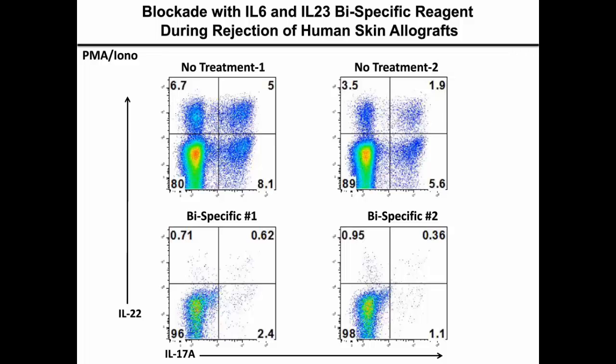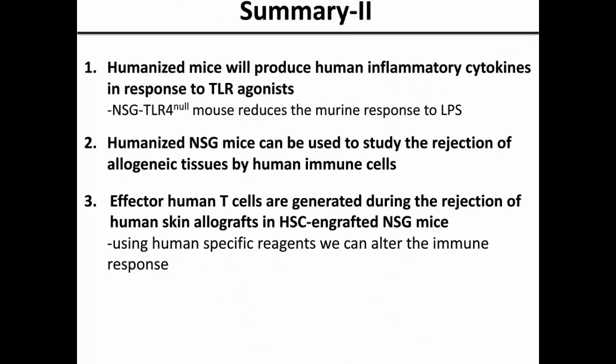So just to summarize the data for the Hu-SRC-SCID mouse models, we've shown you that the humanized mice will produce human inflammatory cytokines in response to TLR agonists, demonstrating the functionality of the innate immune system engrafted in these animals. And the TLR4 mouse model really reduces that mouse response to LPS and allows us to specifically focus in on the human response. I've shown you that humanized NSG mice can reject allogeneic tissues by human immune cells, and now we can test therapeutics in that model.